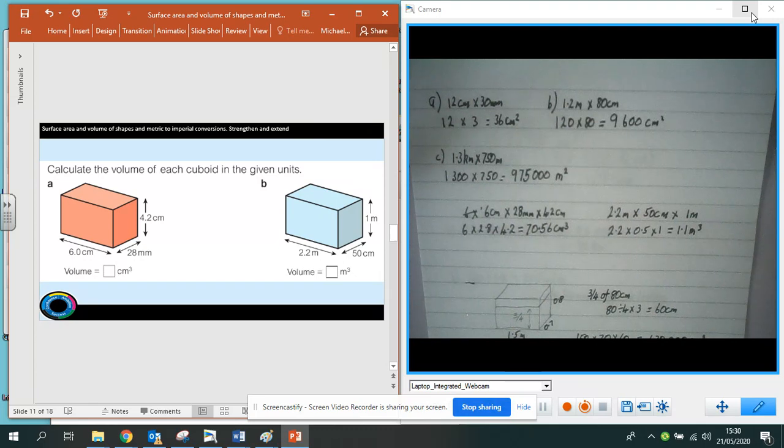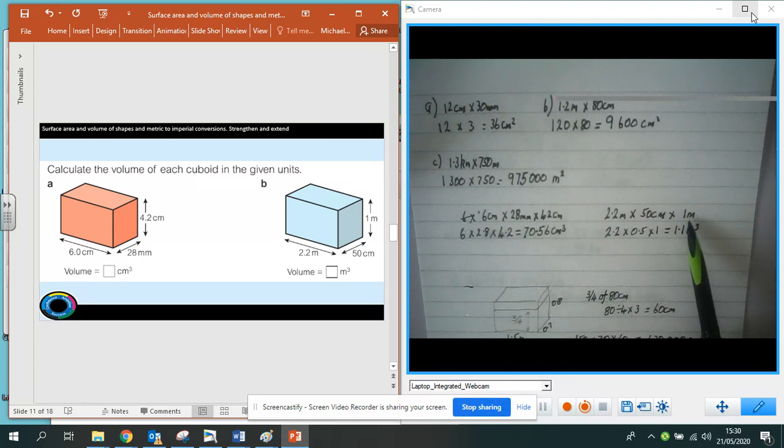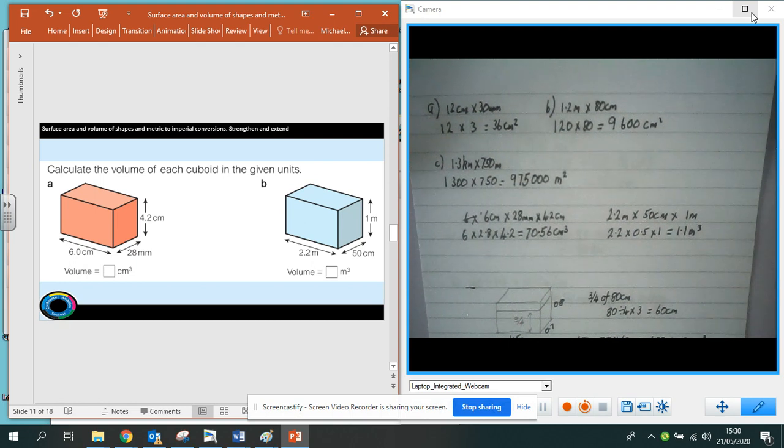Part B, I have to turn it into cubic meters. So I've got 2.2 meters times 50 centimeters times 1 meter. So that will give me 2.2 times 0.5 times 1, which is 1.1 cubic meters.